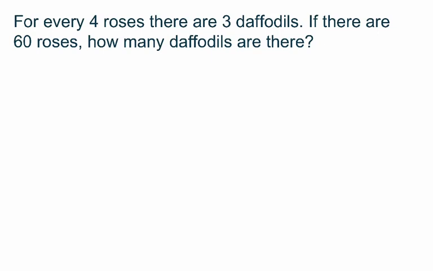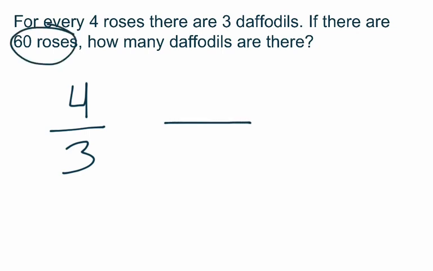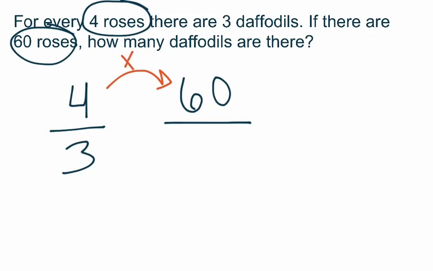So to begin, I would write my ratio of 4 to 3. They didn't explicitly say the ratio is, but we should know that for every 4 roses, there are 3 daffodils. That is another way of saying the ratio is 4 to 3. For this particular problem, they tell us there are 60 roses. Well, roses were the first number in the ratio, so I'm going to put 60 on top. How do we get from 4 to 60? That would be times 15.